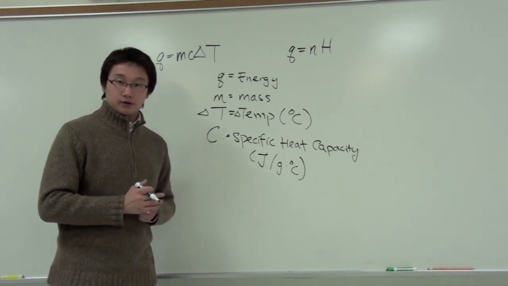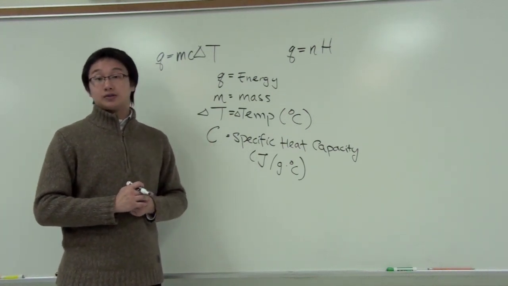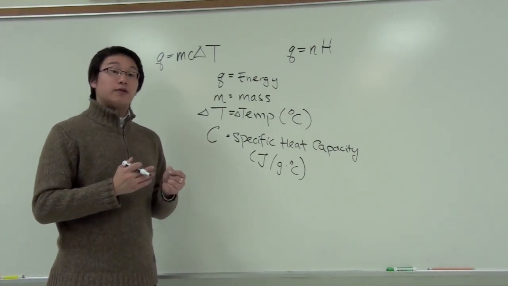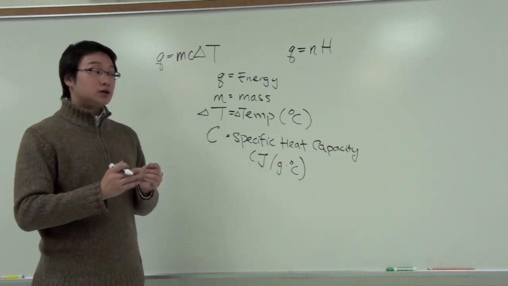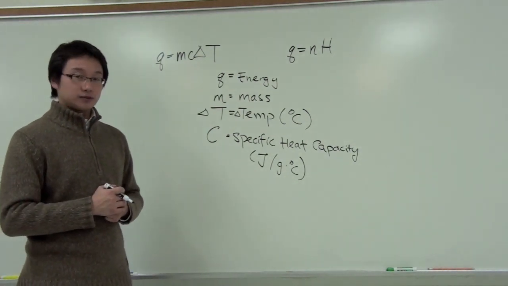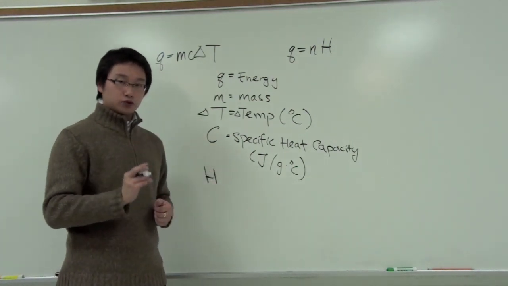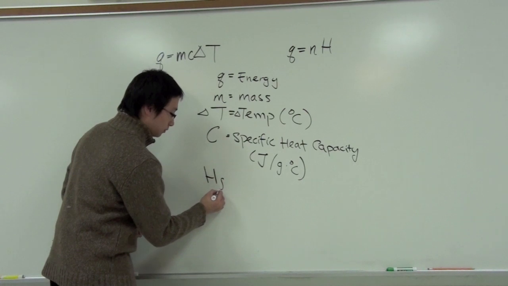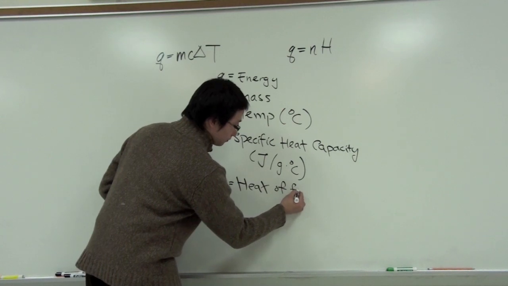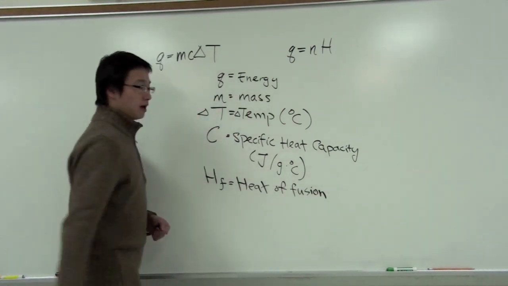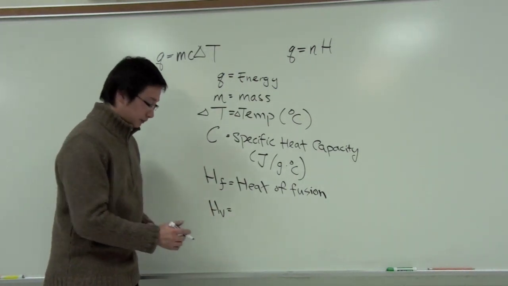And of course, different materials, different substances would have different specific heat capacity because their structure, their attraction force may be different from one another. So it may take different amounts of energy to increase 1 degree Celsius. Now, what is H? Now, H, we have two different versions of H. We have something called H_f, the heat of fusion. And the other one is the heat of vaporization.